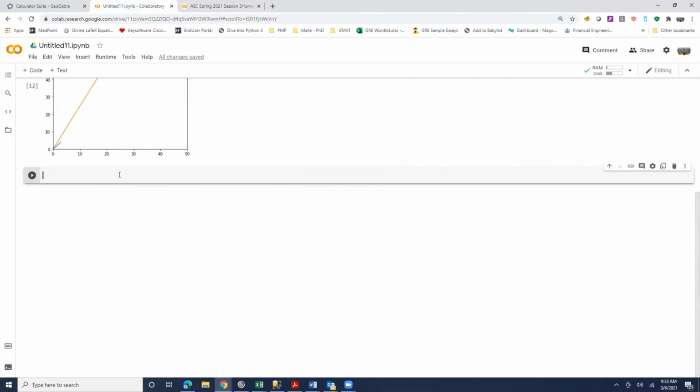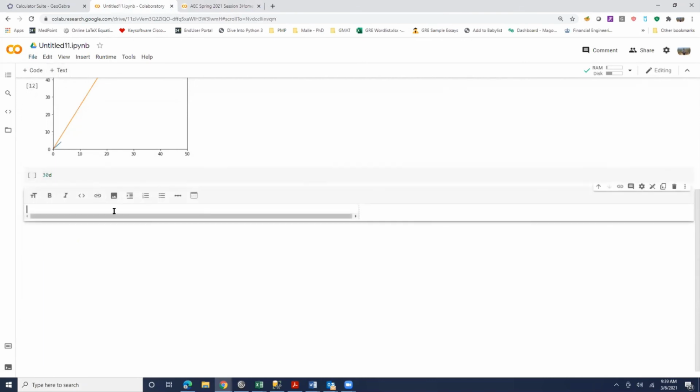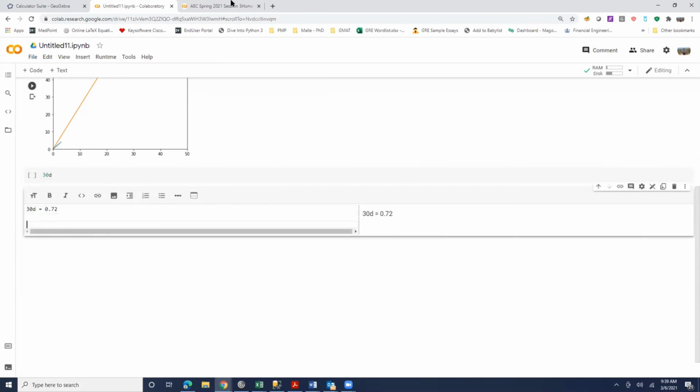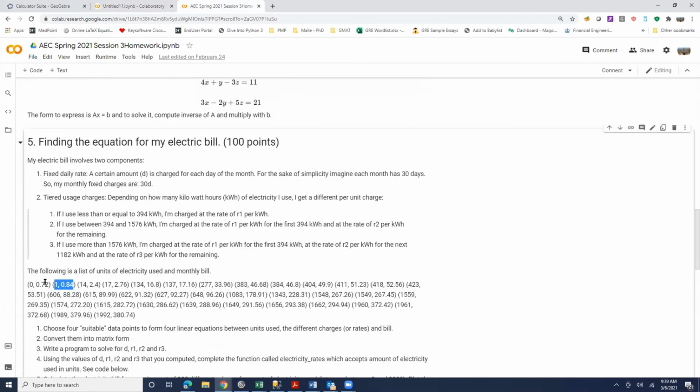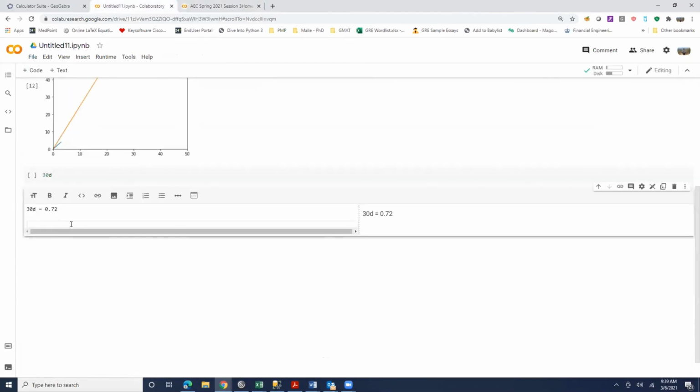So the first equation would be, starting with 30D, 30D equal to 0.72. That's our first equation, because that's the first point, where you use 0 units, but you still have some bill. Then the second equation is 30D plus R1 equal to 0.84.